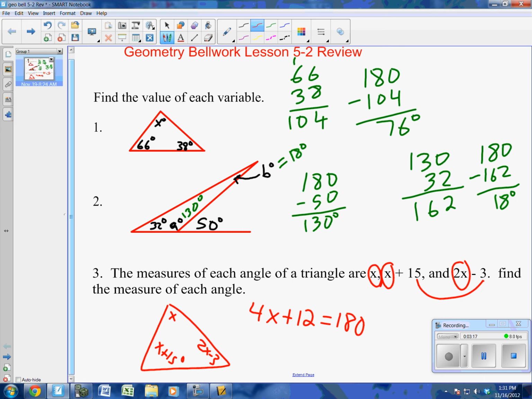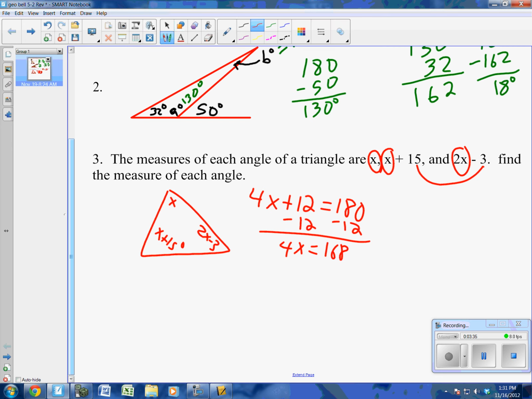And you know that the three angles have to add up to 180. So we get that equation now. Now we got to solve the equation. What would you do to solve that equation? Minus 12. We get 4x equals 168. Divide by 4. We get x equals what? 42.